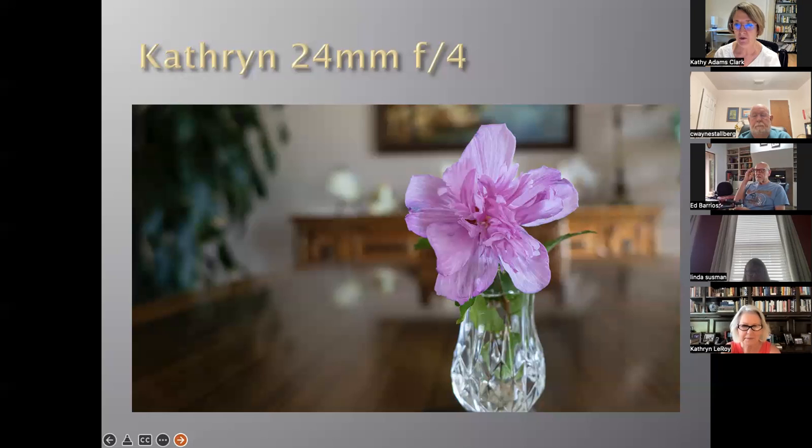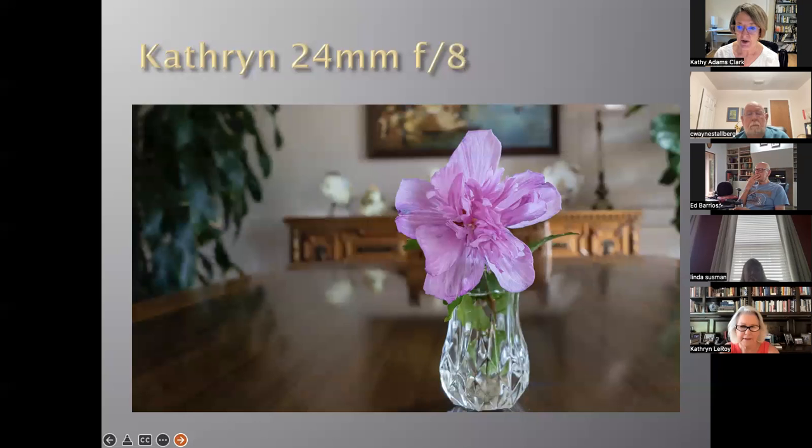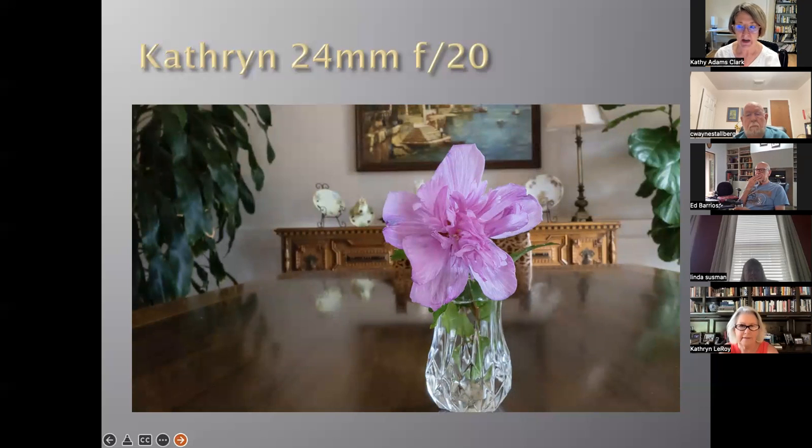So here's your 24 at f4, and you see it's got a pretty nice bokeh back in here. That's really nice. And then here you go when you get to f8. Once again, we're seeing much, much more of the background. And then here we go at f20. Now you're seeing much, much more of the background. But notice, and you'll see this in everybody's picture, the background never comes in close, sharp focus, since we're focused at our minimum focusing distance.